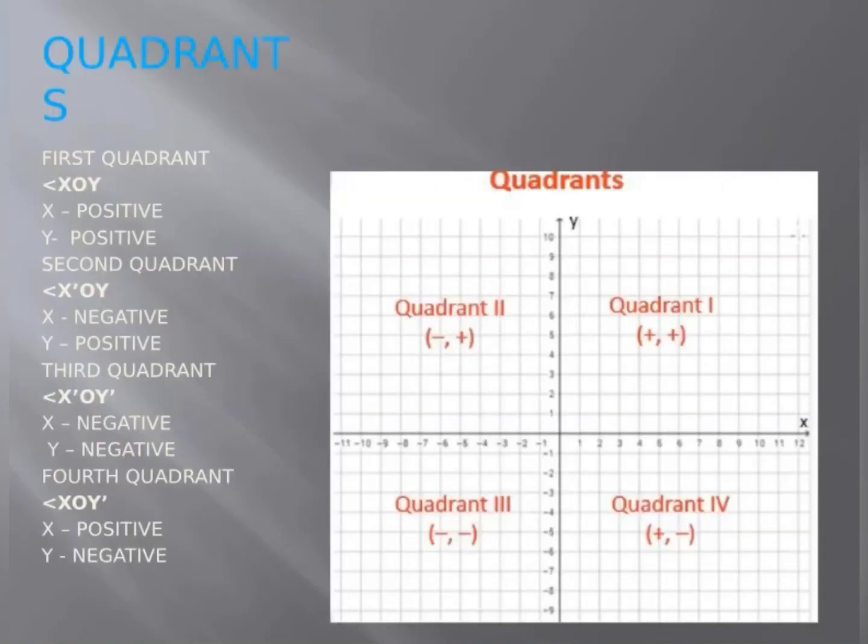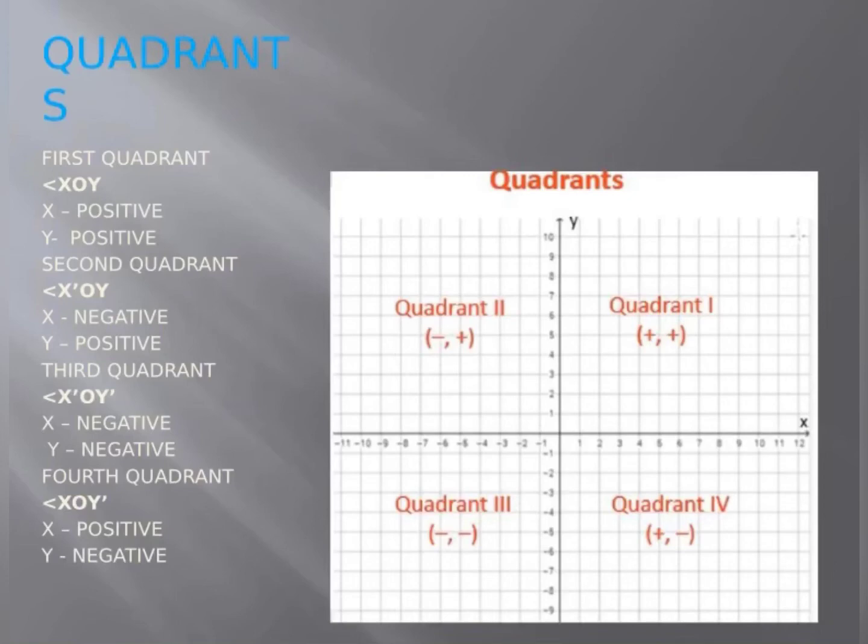Next is quadrants. Students, you know that x-axis and y-axis intersect each other at origin O and divide the plane into 4 equal parts, and each part is called a quadrant. So there are 4 quadrants in a coordinate plane. Now here you can see that x-axis and y-axis intersect each other, making a 90-degree angle. So the angle between x-axis and y-axis is 90 degrees, which means that each quadrant is a right angle.